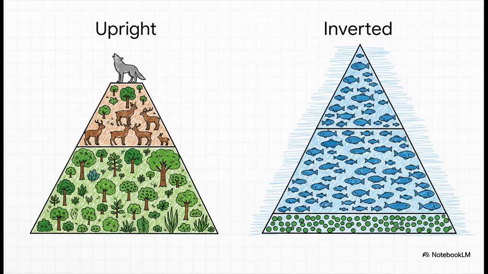Next up is the pyramid of biomass, which looks at the total weight of living stuff at each level. This one's usually upright too, but weirdly enough, it can be inverted in the ocean. How is that even possible? Well, you can have a pretty small mass of tiny phytoplankton supporting a much larger mass of zooplankton simply because those phytoplankton reproduce and get eaten incredibly fast. Their turnover rate is insane.